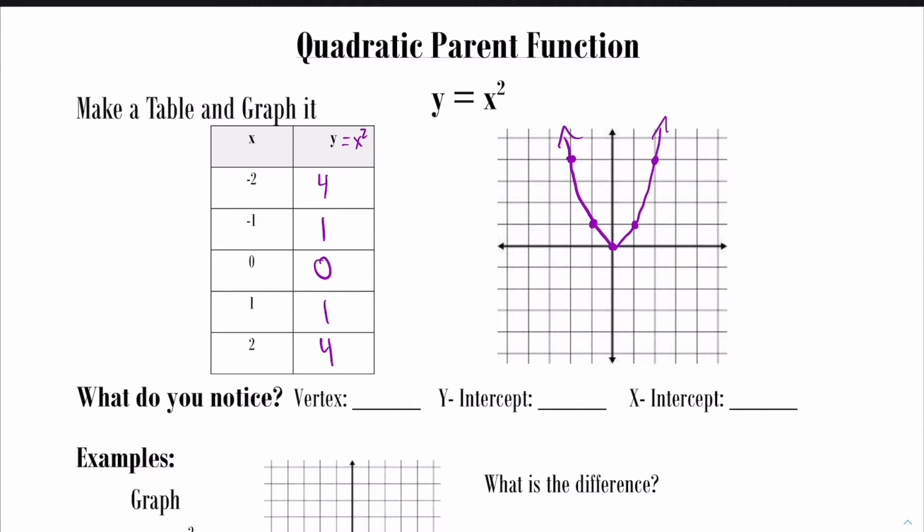Okay, so the vertex, pretty easy. It's at 0, 0. Y-intercept, where is it touching the y-axis? 0, 0. X-intercept, where is it touching? It's only touching one time for this graph. It's touching at 0, 0.